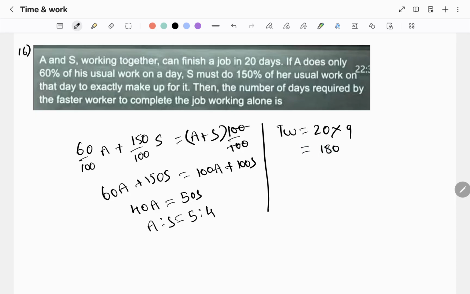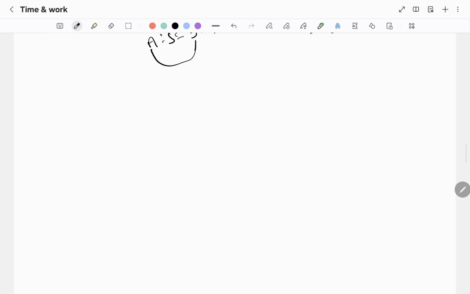But they are given that in 20 days they complete the work. In the question, the number of days required by the faster worker to complete the job. Faster worker in the sense whose efficiency is more. So time taken by A is equal to 180 by 5. If you feel difficult to divide by 5, then multiply by 2 by 2. So 360 by 10 is 36 days. Next question.